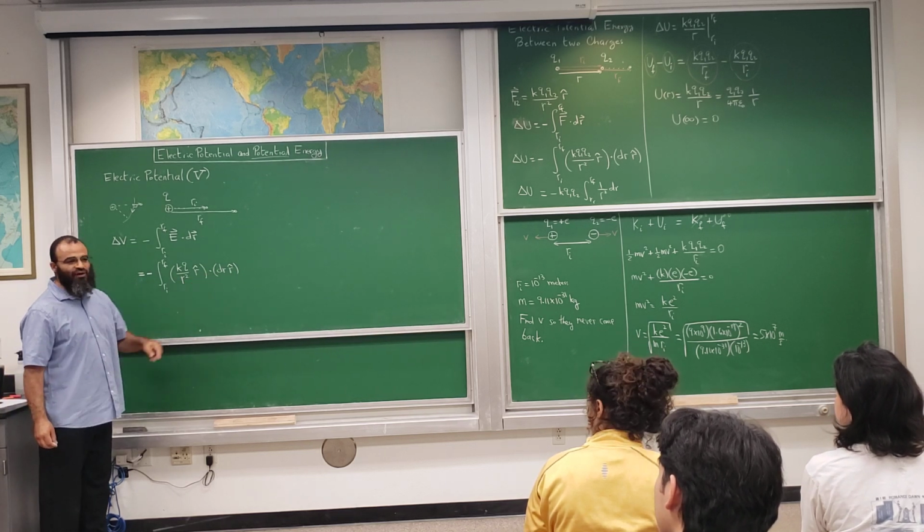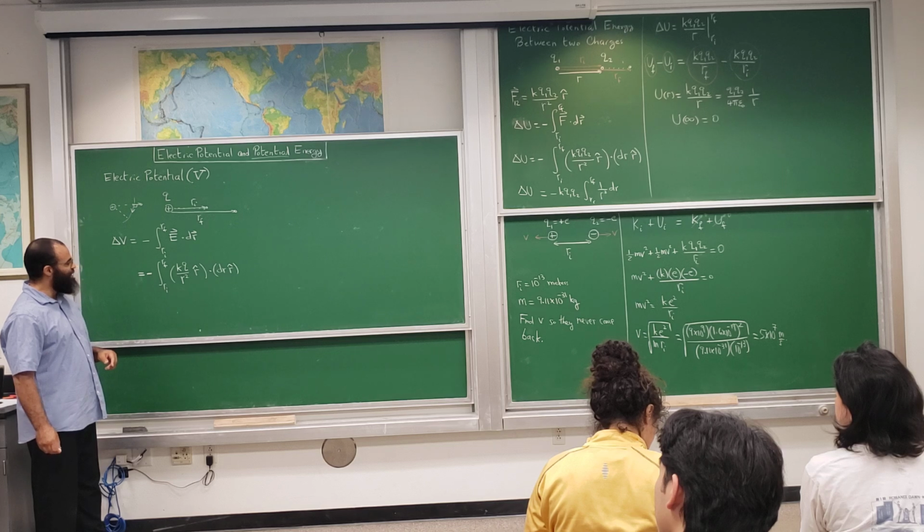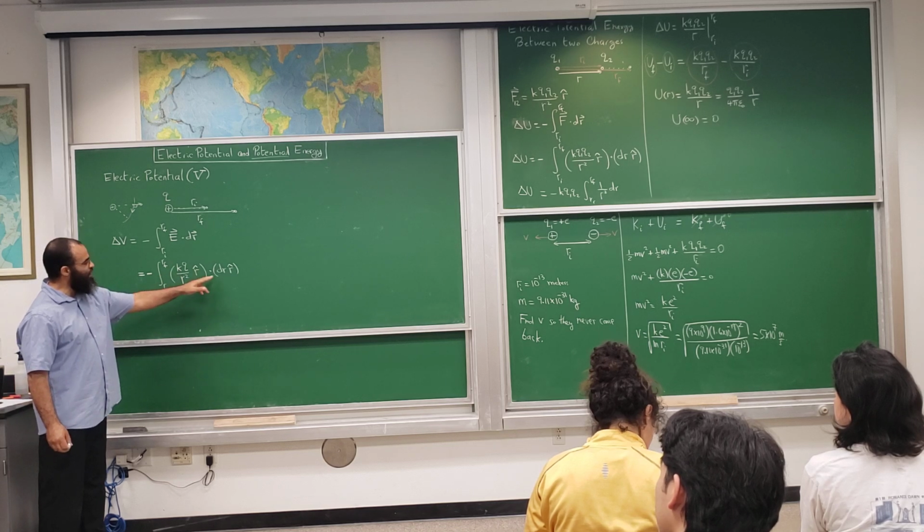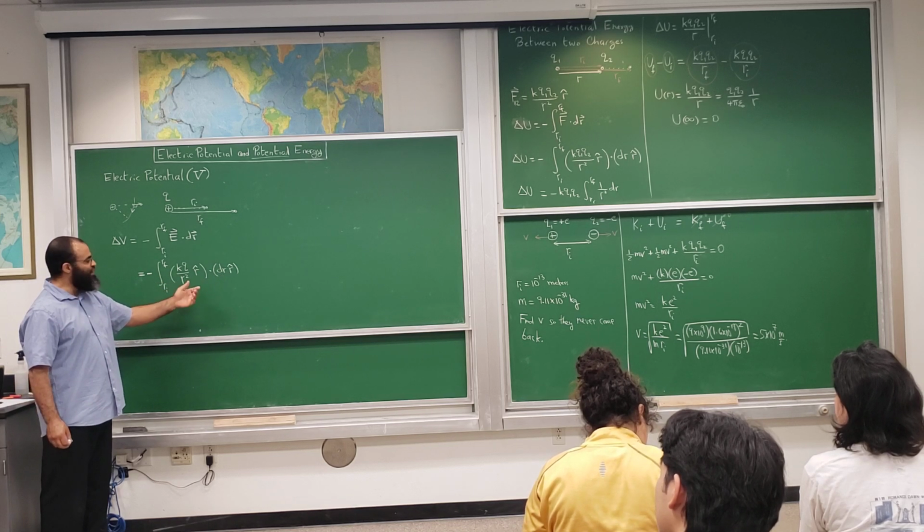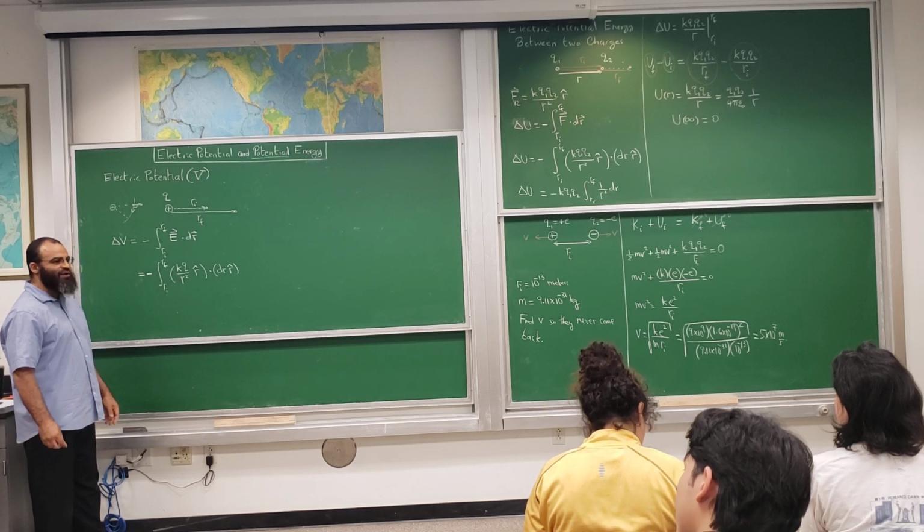The dot product of r hat with r hat is 1. And so you end up with kQ over r squared dr. And so you have to integrate 1 over r squared. What's the integral of 1 over r squared?